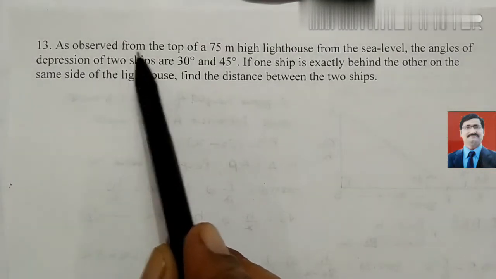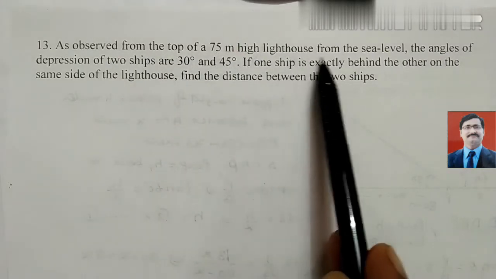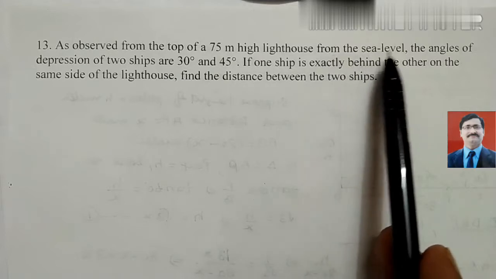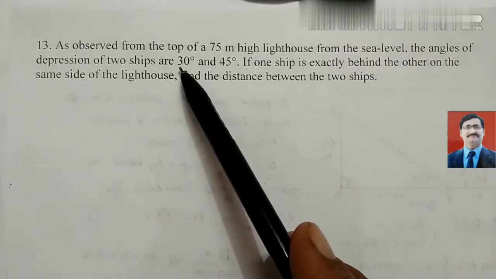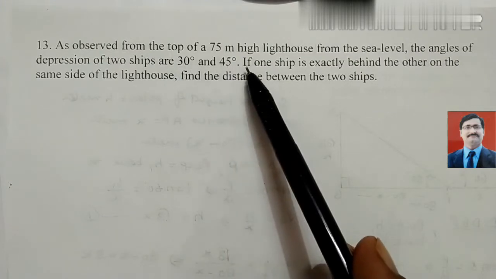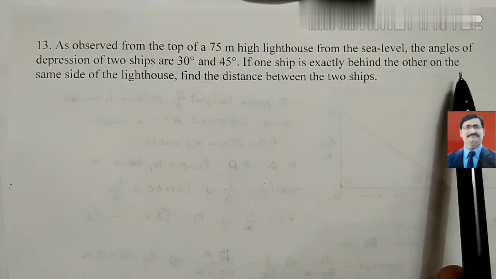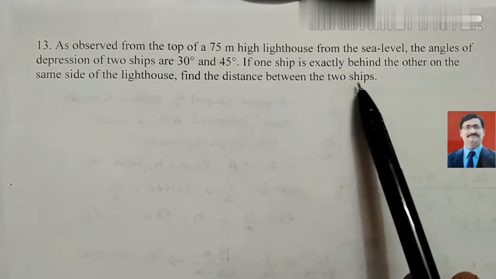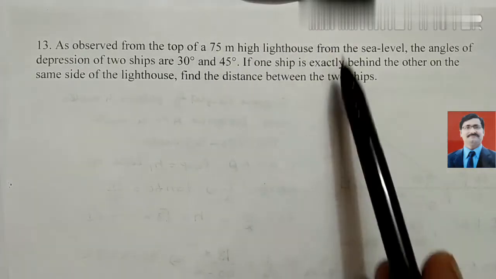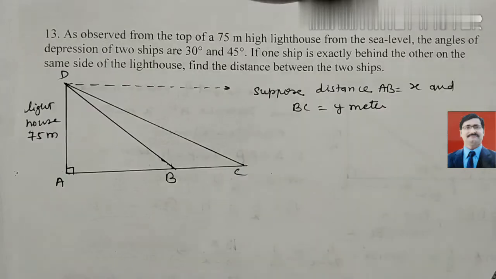As observed from the top of a 75-meter high lighthouse, from the sea level, the angles of depression of two ships are 30 degrees and 45 degrees. If one ship is exactly behind the other on the same side of the lighthouse, find the distance between the two ships. According to this, we first draw a diagram and then we solve.